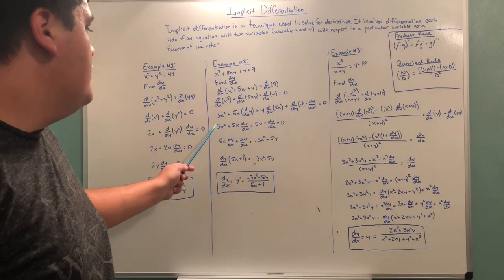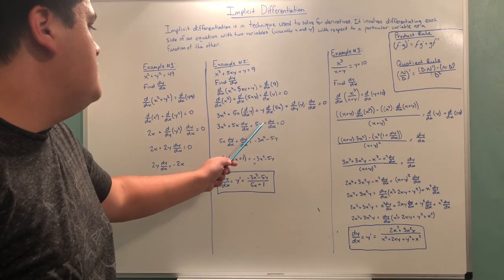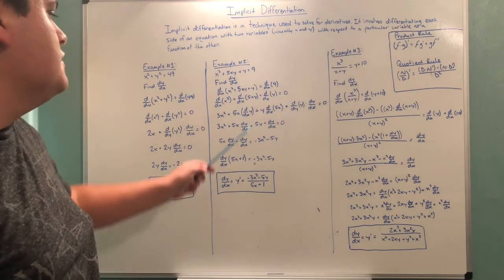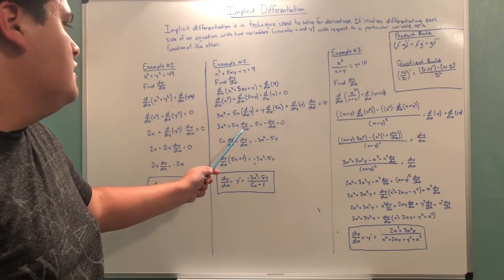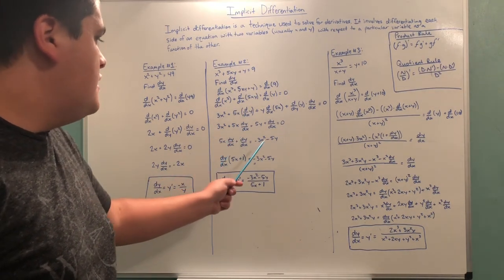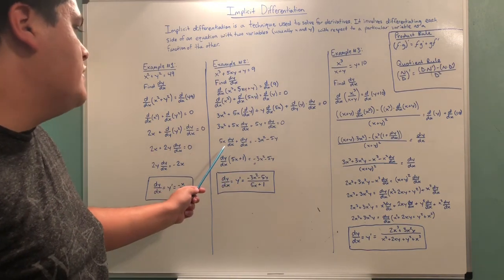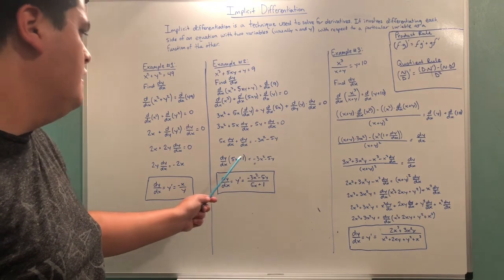Reducing this, we get 3x squared plus 5x dy over dx plus 5y plus dy over dx is equal to 0. This was d over dx of y, and this just becomes a dy over dx. Now we need to isolate terms on either side, so we want to eventually solve for dy over dx. We want dy over dx on one side and all the other variables on the other side.